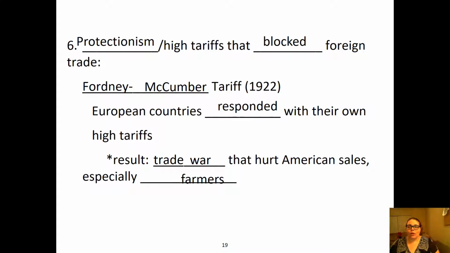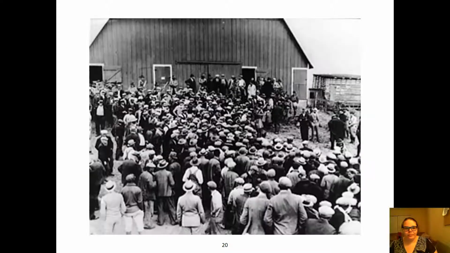So whenever other countries raise their tariffs on us, it hurts the farmers, because that's how farmers make their money. Farmers don't make their money selling food to other Americans. They make their money selling large quantities of food to other countries. And they're not able to do that whenever tariffs go up.